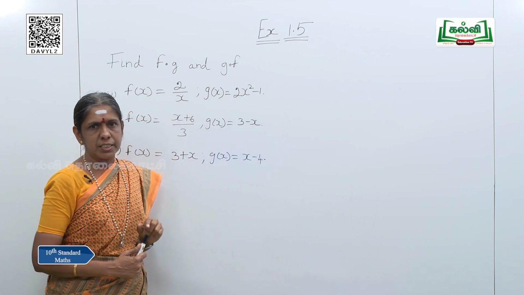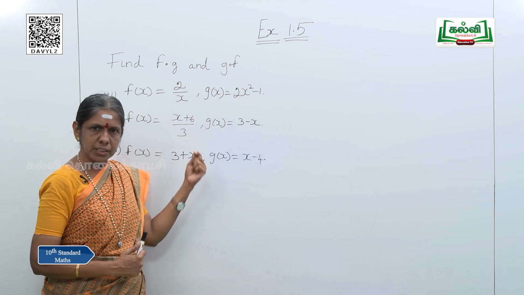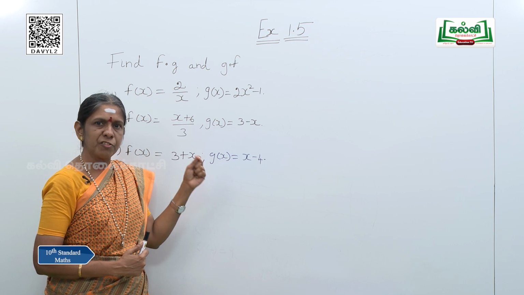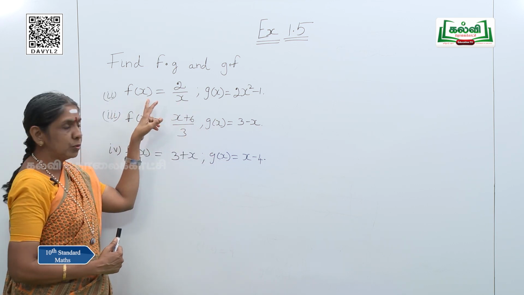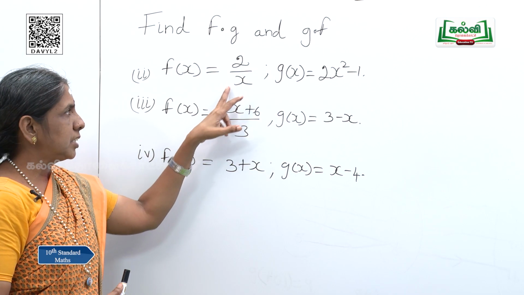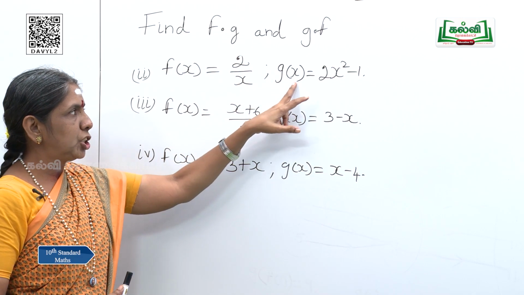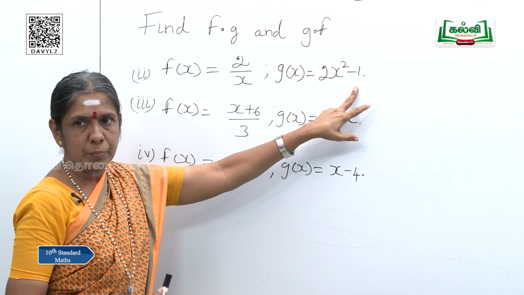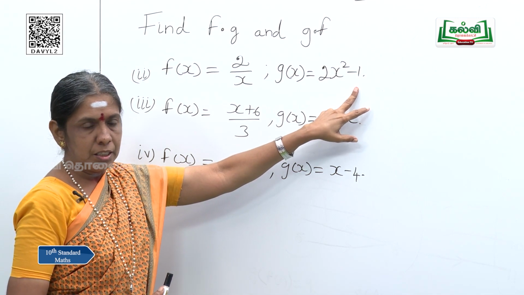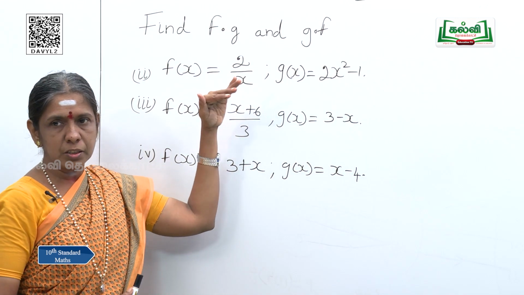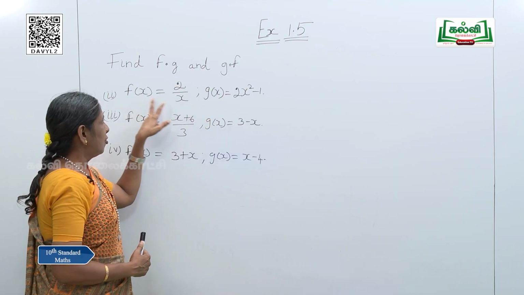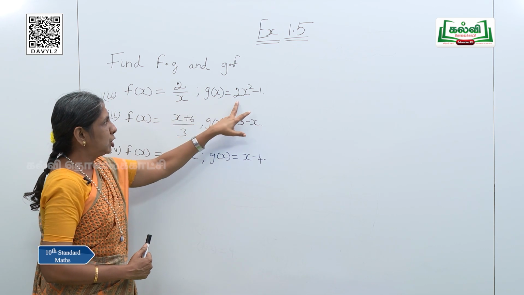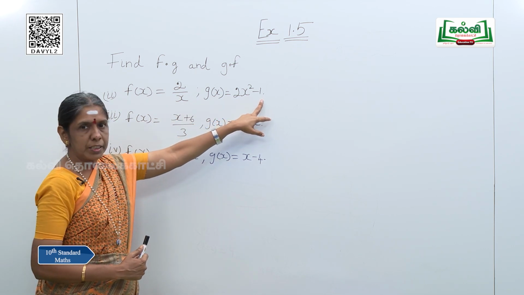Now, a question arises in your mind. Are we going to get the same results or different results? Let us check now. I have taken 3 sums. Let me do one by one. f of x is equal to 2 by x and g of x is equal to 2x squared minus 1. Whenever the domains and codomains are not given, you have to assume they are real valued functions.